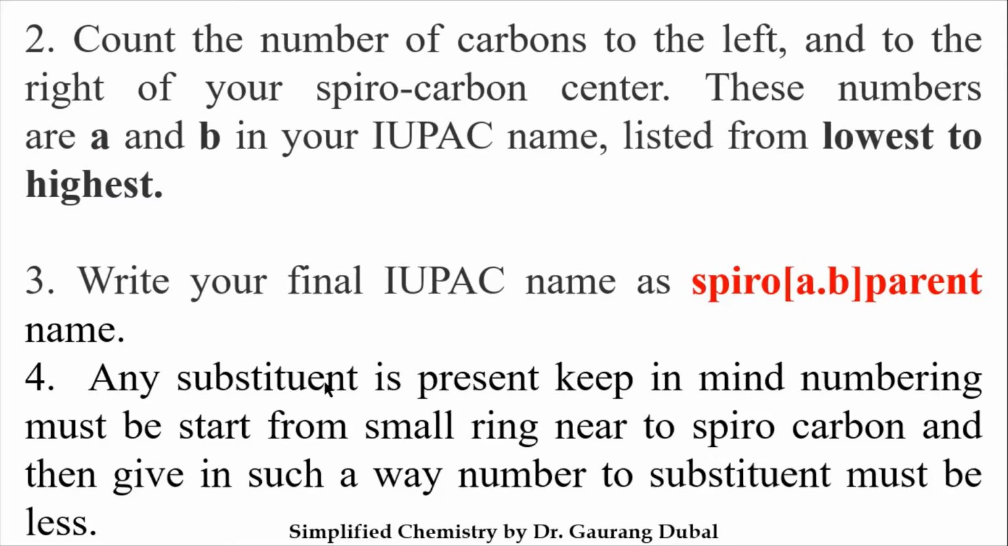Now suppose any substituent is present. Keep in mind the numbering must start from the smaller ring, whether it is on the left or right side, and near to the spirocarbon. Then give the numbering in such a way that the numbering of the substituent is as low as possible. Always keep in mind the numbering must start from the smaller ring. Let's see by the example. Don't get confused.